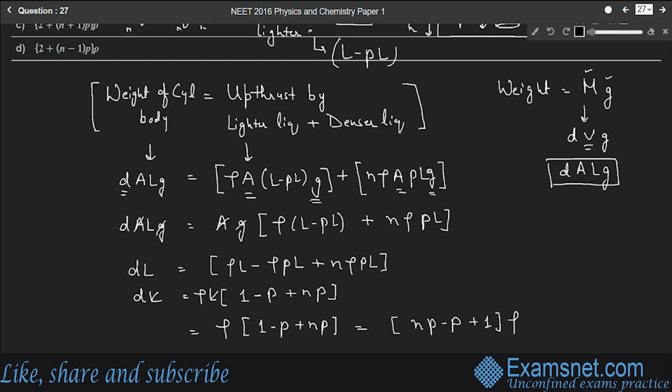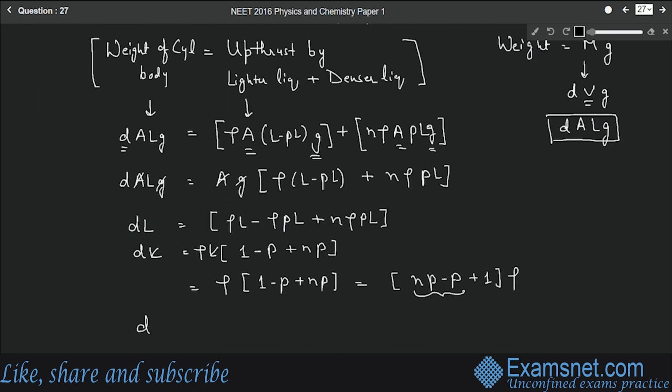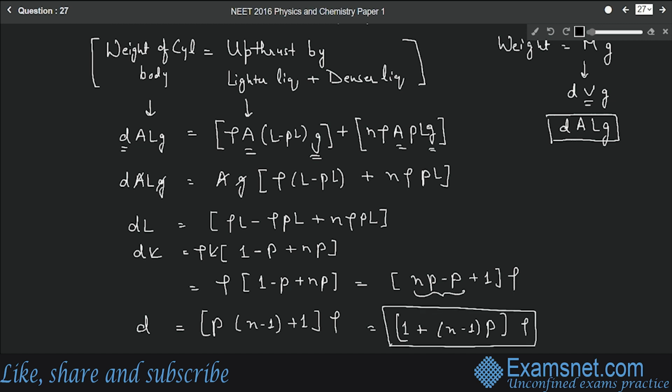Now we can take P from this part common. So this side we have small d that we have to find out, and this side, I'm taking P common, so what will be left? N minus 1, then plus 1 and then rho. Let's see if this is the solution. It can also be written as 1 plus N minus 1 P. Then we can write rho outside the bracket because this is mentioned in the options. So just rearrangement is done here: 1 plus N minus 1 P into rho.